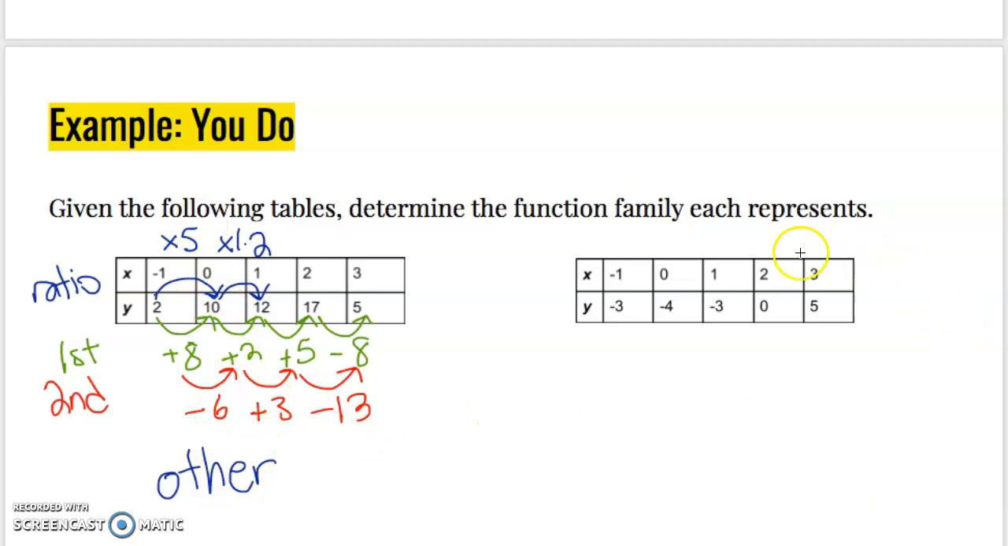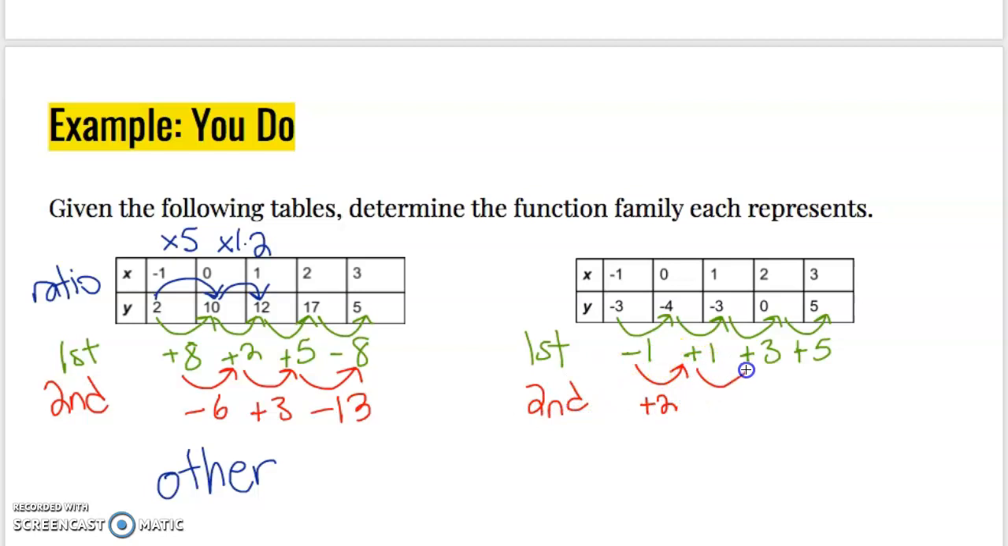Last but not least, we're going to check this last example table. So I'm going to test my first differences, which are going to be, from -3 to -4 is -1. From -4 to -3 is +1. -3 to 0 is +3. And 0 to 5 is +5. And then none of those are the same, so I'll check my second differences. -1 to 1 is +2. 1 to 3 is +2. And 3 to 5 is +2. And that's awesome because all my second differences are the same. So our last example represents a quadratic function.